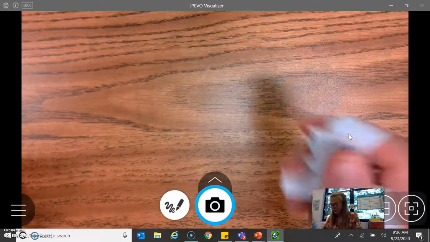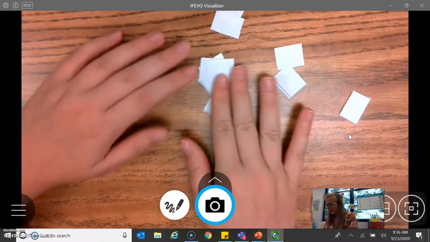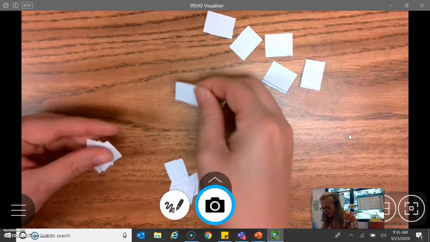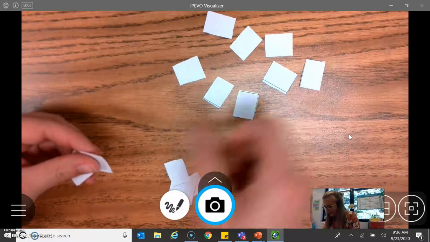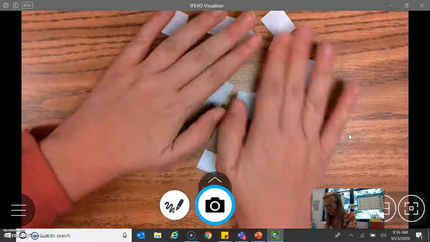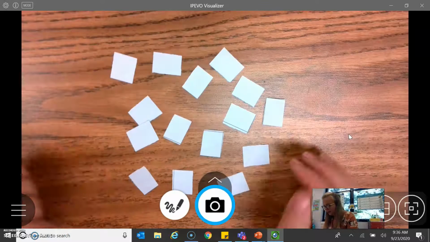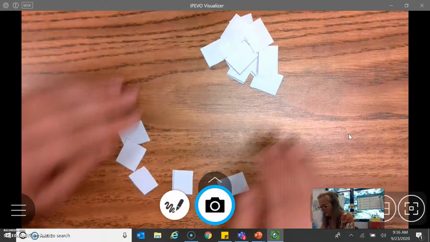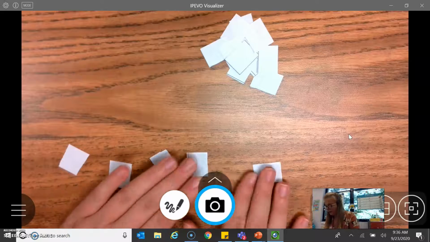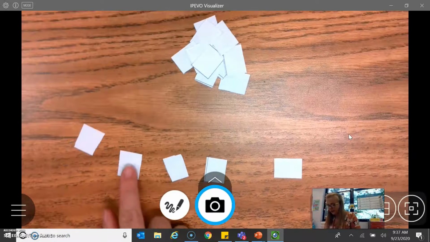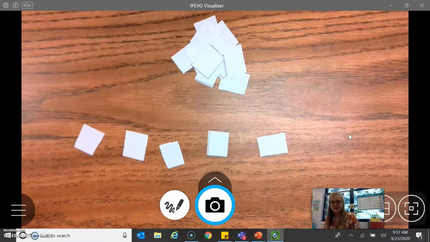Alright, so I'm going to get some of my paper squares. I'm not going to do all of them. I'm going to drop them. Now I'm going to count to see how many I have. I have 1, 2, 3, 4, 5, 6, 7, 8, 9, 10, 11, 12, 13, 14, 15. Okay, so let's count this by making groups of 10. 1, 2, 3, 4, 5, 6, 7, 8, 9, 10. Then I have 1, 2, 3, 4, 5 left over. So I counted 15. I have 10, 11, 12, 13, 14, 15. Okay, let's do another one.